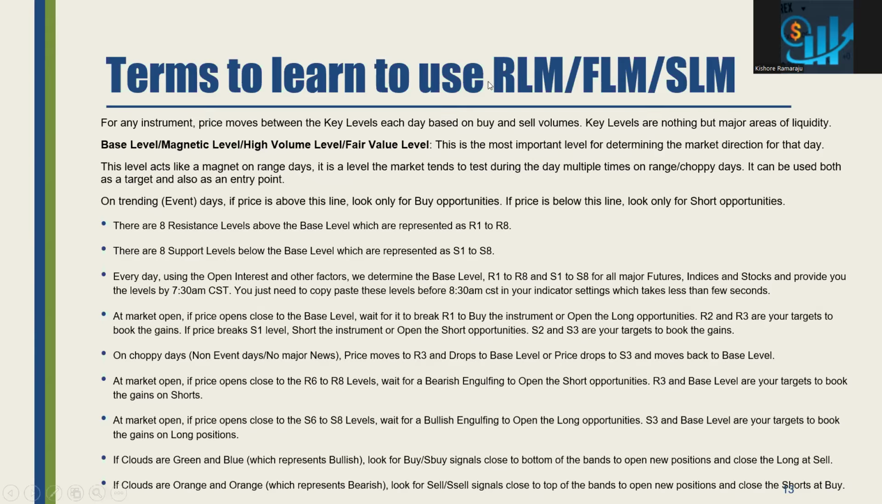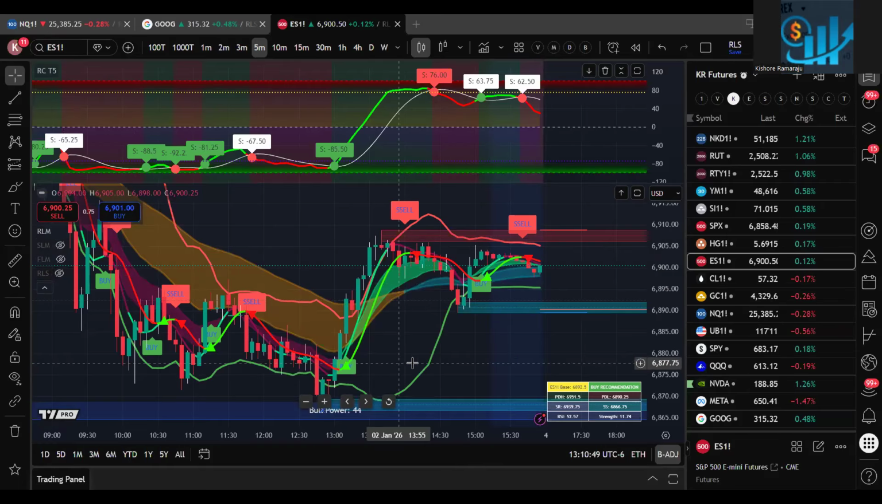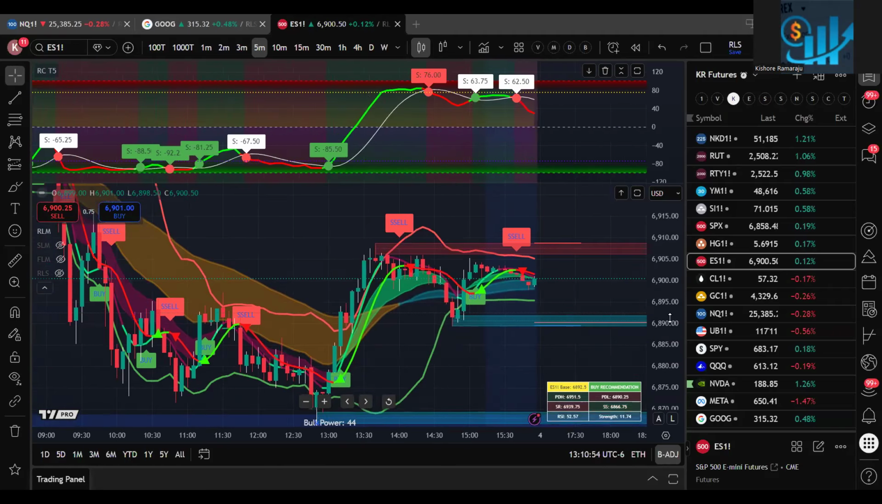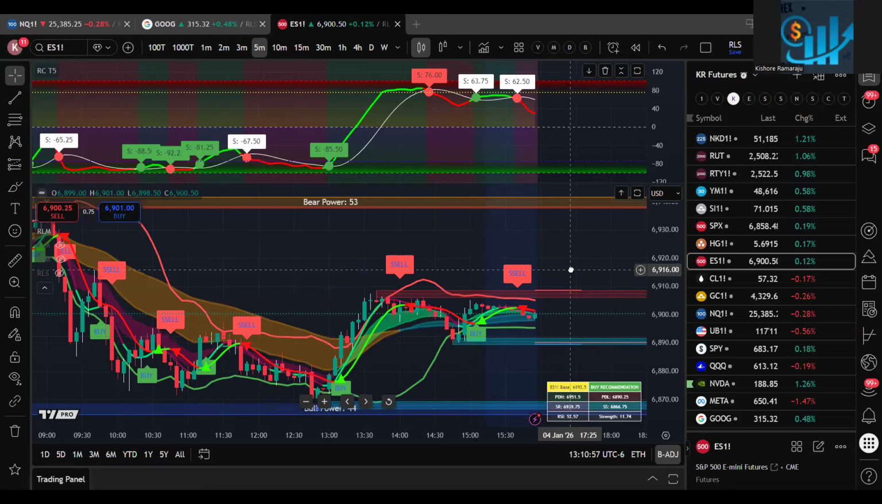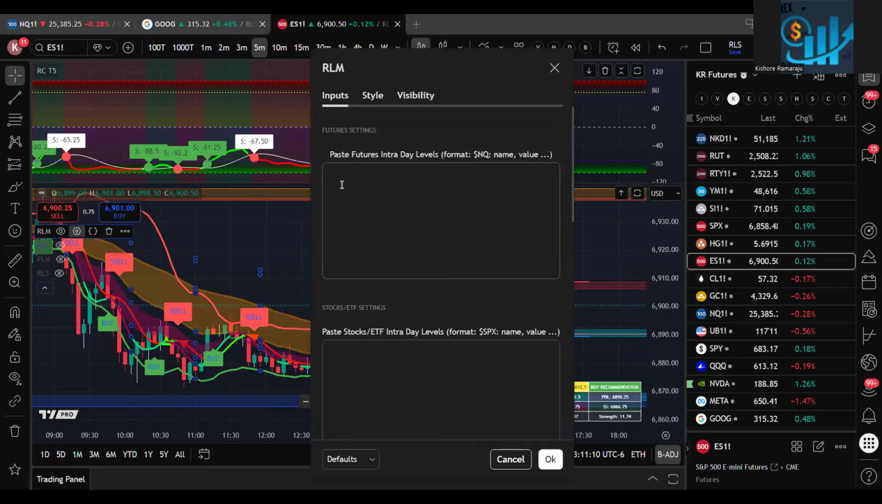Now let us, using this analogy, look at an example so you will understand better. For example, RLM, right? Once you understand RLM, the same concepts we will use for SLM or FLM. Every day, by looking at the open interest levels and all those things, I give you the base level or the fair value level for different stocks, different tickers, and I give those levels to you in a notepad file.